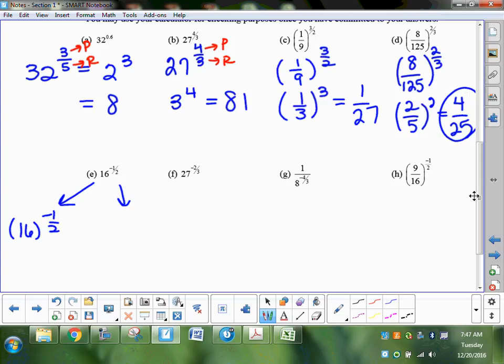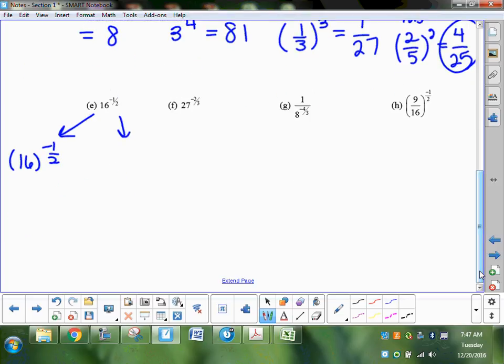Now, I like doing it this way. Right now, see how that is raised to the -1/2 power? Remember, when you have a negative exponent, that's the same as taking the reciprocal of the base to make it positive. So this would be the same as 1/16 to the +1/2 power. And now I would evaluate that. Hands up, please, when you can tell me what that value is going to be.